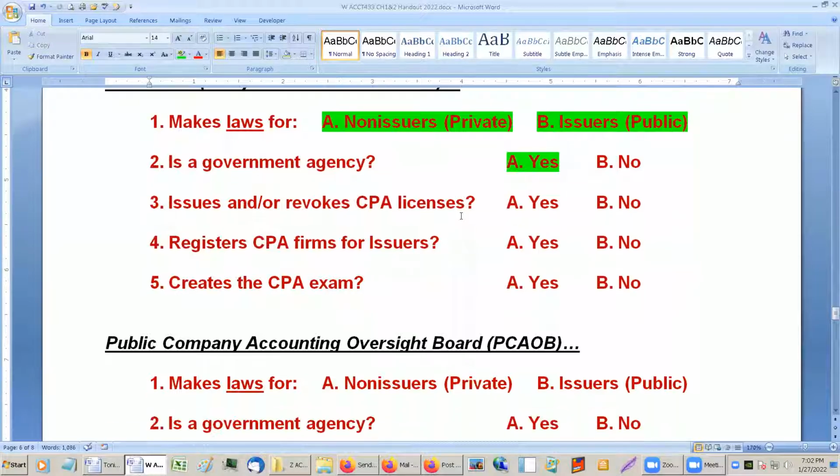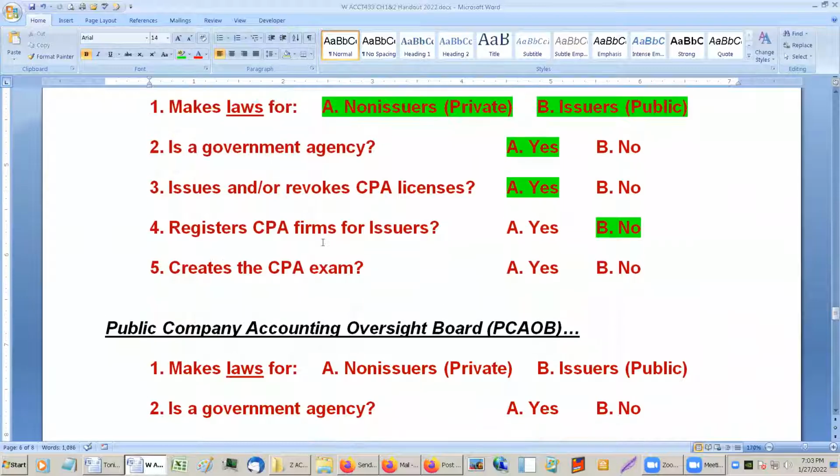Issues or revokes CPA licenses. Yes. Registers CPA firms for issuers. Yes. Actually, it's no. To be a registered CPA firm, you do have to have a license in the state. They have to be licensed, but the actual registration is going to be done down here at the PCAOB. Creates the CPA exam. No. Nope. They could, but they don't.